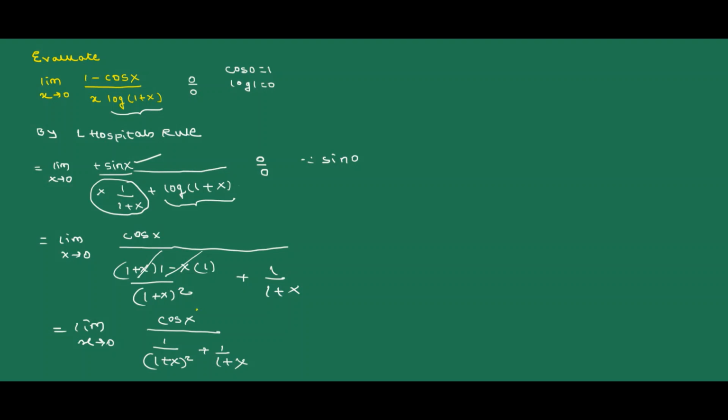If you put x is equal to 0 here, you will get cos 0, and cos 0 value is 1, divided by, in the denominator you will get (1 plus 0) square. 1 plus 0 square is 1, and 1 by 1 is 1. And again put x is equal to 0 here. So what we get is cos 0 is 1 divided by, in the denominator, 1 divided by 1 plus 1 divided by 1. So in total you will get 1 divided by 2, which is the required solution.